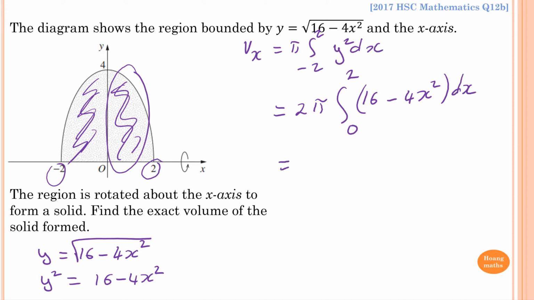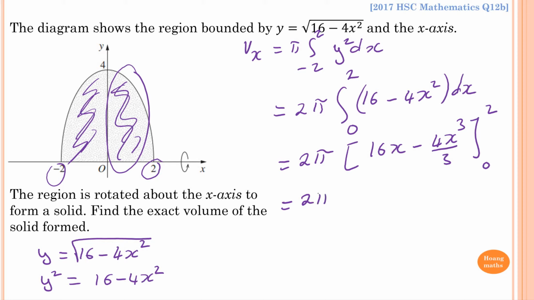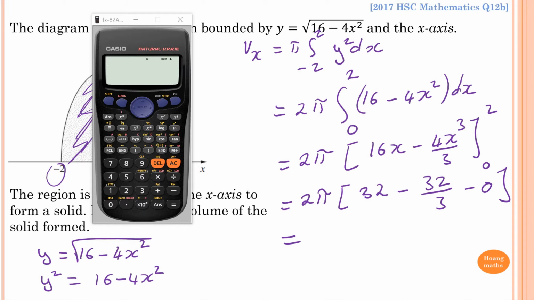So now I just integrate this. Write 2 pi first. Integrate 16, which gives 16x. Integrate 4x squared, which gives 4x to the power 3 divided by 3. And that's all from 0 to 2. Now I substitute the values in: 2 pi, and then 16 times 2 is 32, 2 to the power 3 is 8, 8 times 4 is 32, so 32 over 3. Substituting 0 gives minus 0. So that's all, now I can just put it in the calculator.